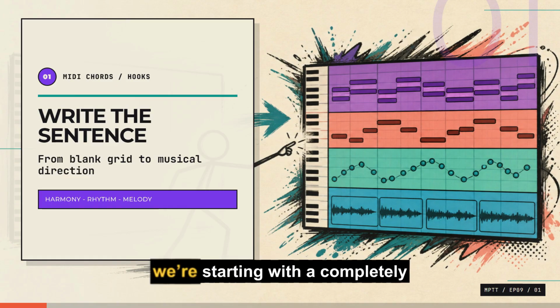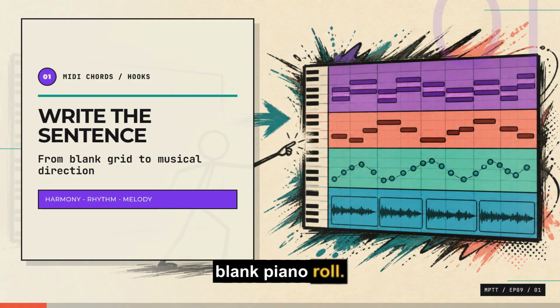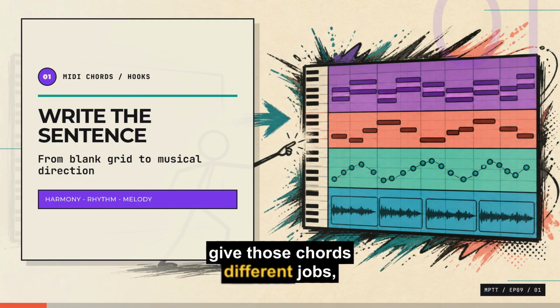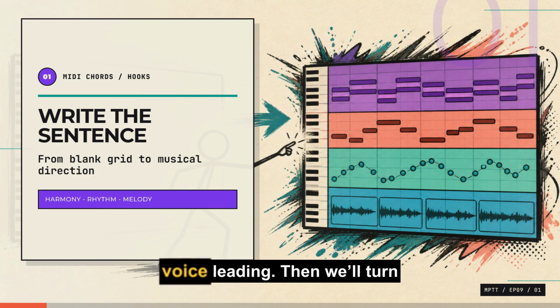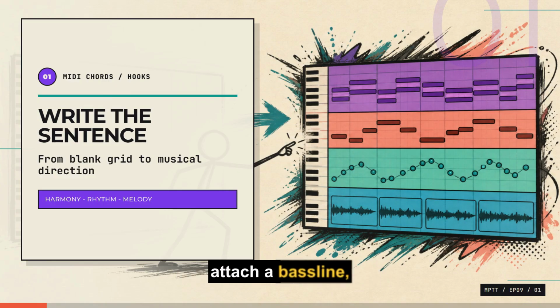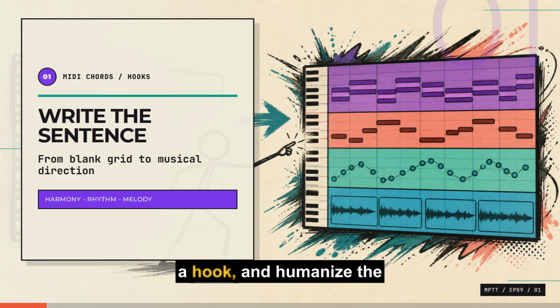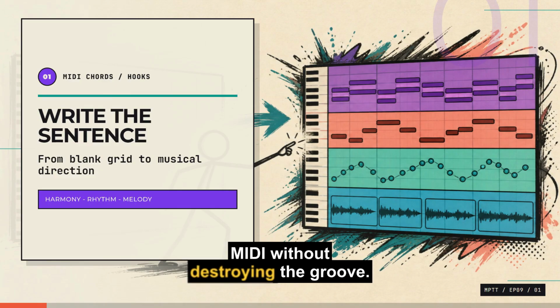In this lesson, we're starting with a completely blank piano roll. We'll choose a key, build a small chord palette, give those chords different jobs, and connect them with smooth voice leading. Then we'll turn the harmony into rhythm, attach a bass line, write a melody over the chords, reduce that melody into a hook, and humanize the MIDI without destroying the groove.